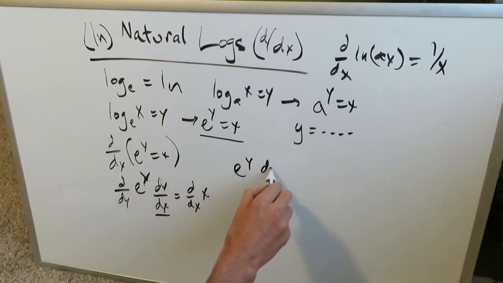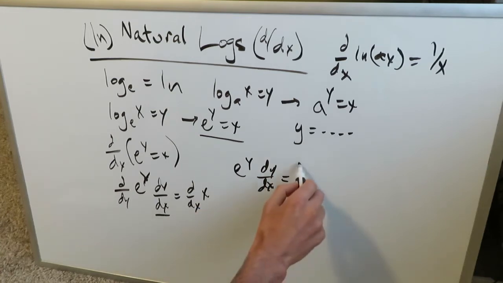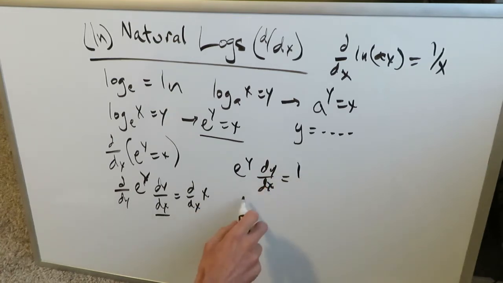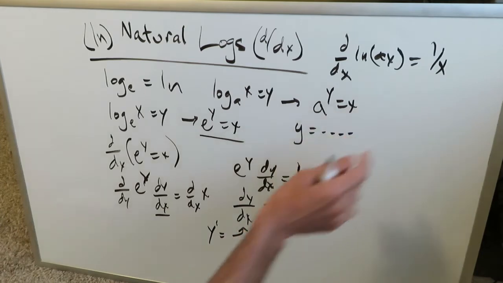e to the y dy over dx is equal to, what's the derivative of x here? It's just a 1. You solve for dy over dx because that's the norm when you're doing implicit differentiation, since this is represented by the derivative with respect to y. Anyhow, when you solve for dy over dx, you take e to the y to the other side, you get 1 over e to the y. Remember, we're still talking about the derivation of this.